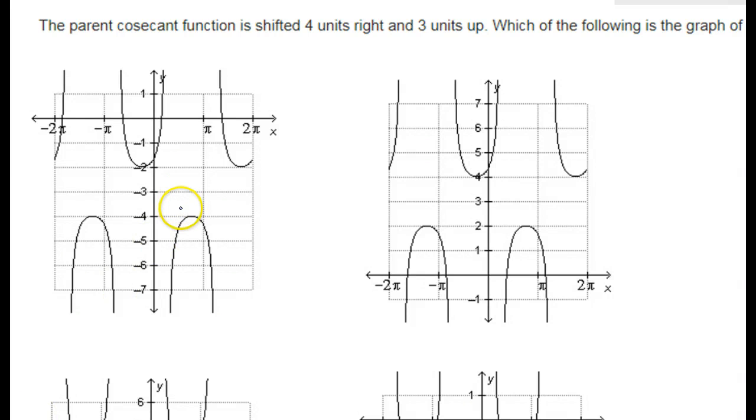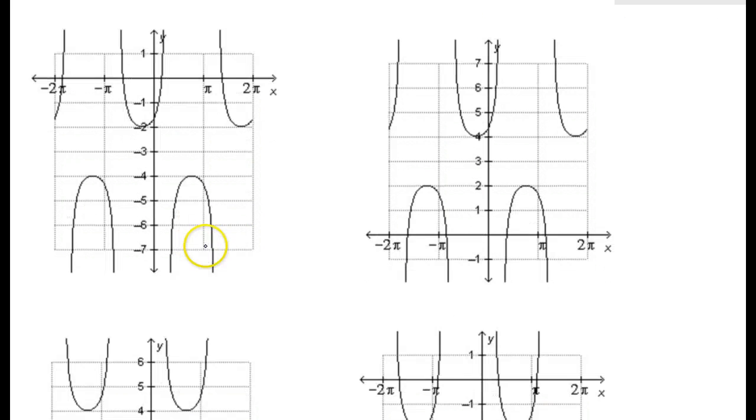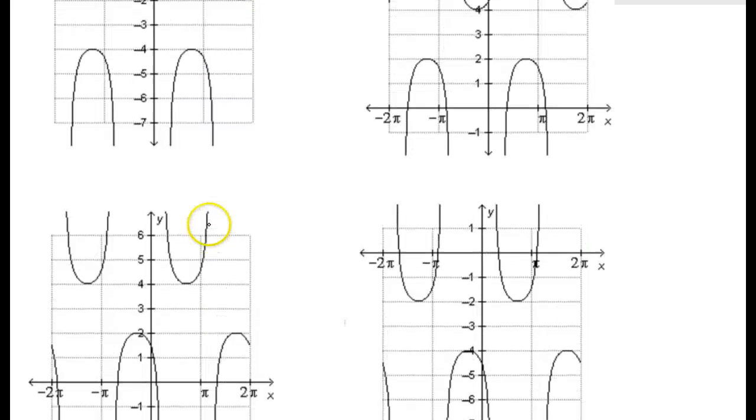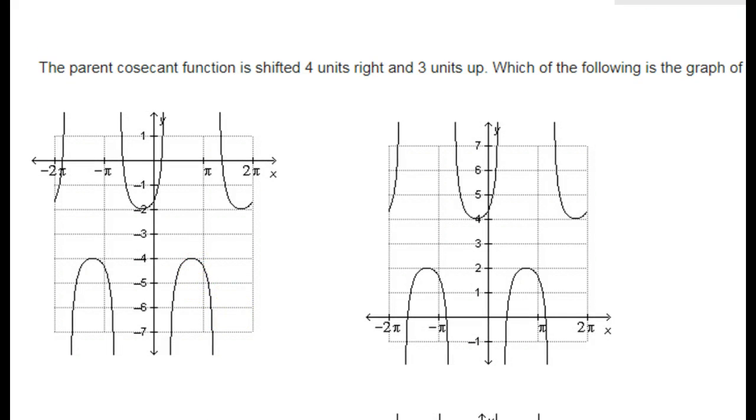This next problem is a little bit more complicated than that. We're given several graphs to choose from. The parent cosecant function is shifted 4 units right and 3 units up. And we're being asked to identify which graph they're talking about.